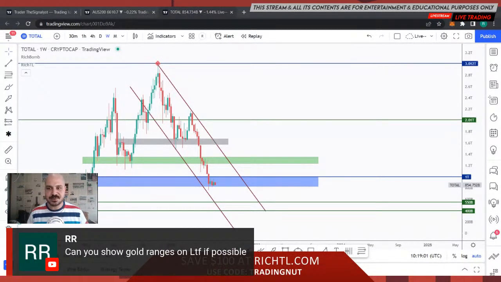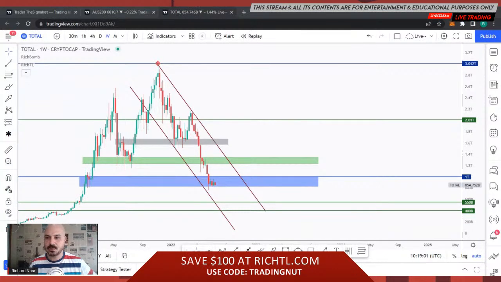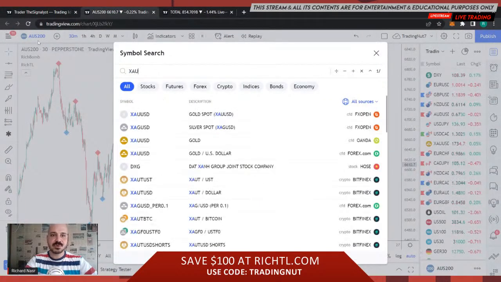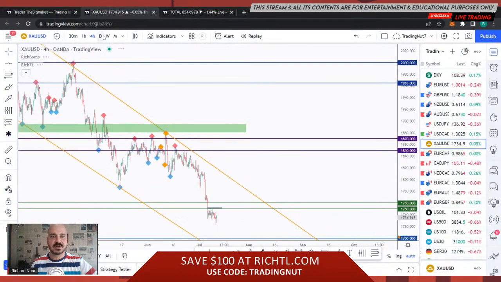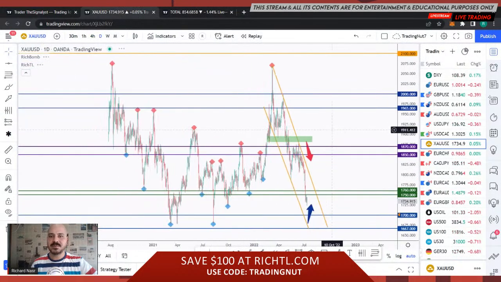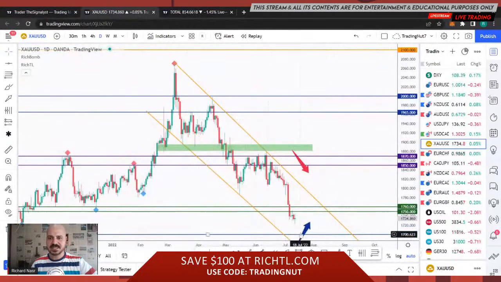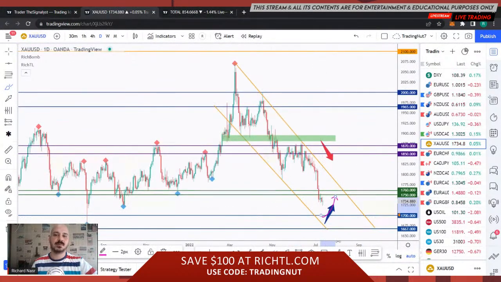Can you show gold ranges on lower time frame if possible? Yeah, we previously went over gold, but I'll go over it really quick before we go over crypto instruments, to keep the session short. On gold, overall bearish. This is our resistance area that we need the buyers to break above. Meanwhile, we are bearish and we're expecting a movement to the 1700, where we'll be looking for buy setups.